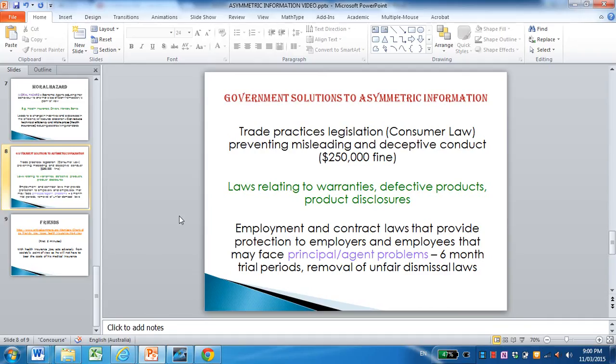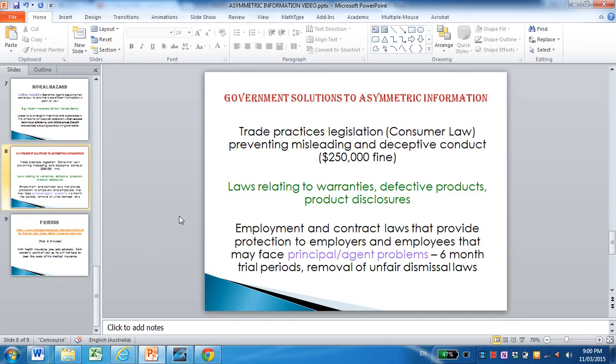For example, if you own a jewellery store and try and sell something at a higher price than what it should be sold for, you can get up to a $250,000 fine. Even if you didn't deliberately mislead, those rules still apply. Then there are laws relating to warranties, so certain car manufacturers have to give you a warranty when they sell you a car, even for second-hand cars, so that there's less chance that they will give you a lemon, because then they will have to pay for all the damage or problems with that car.